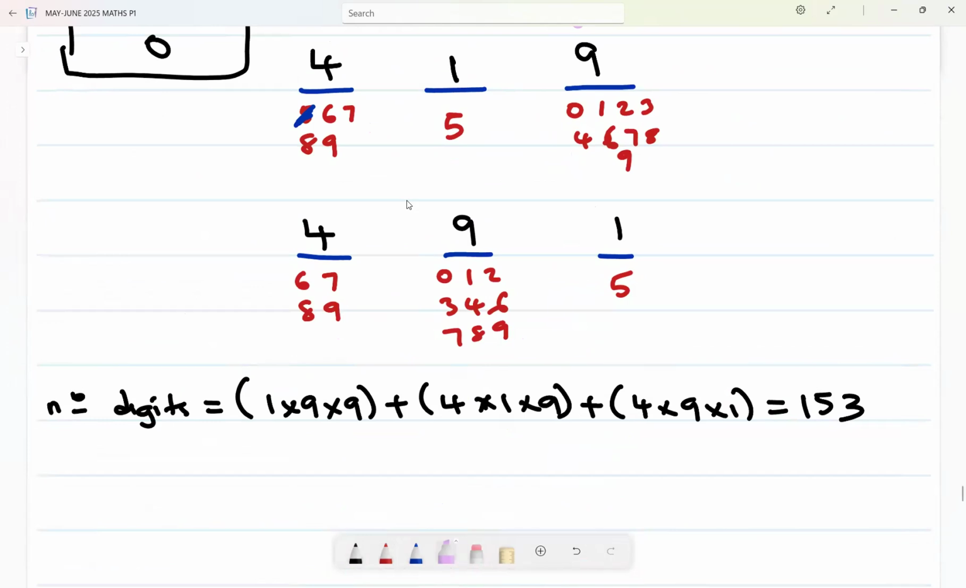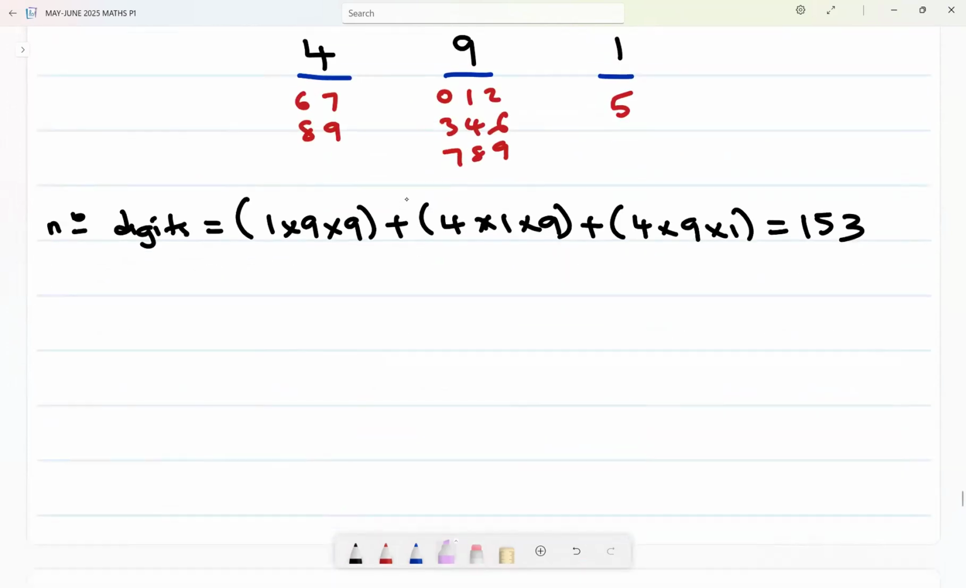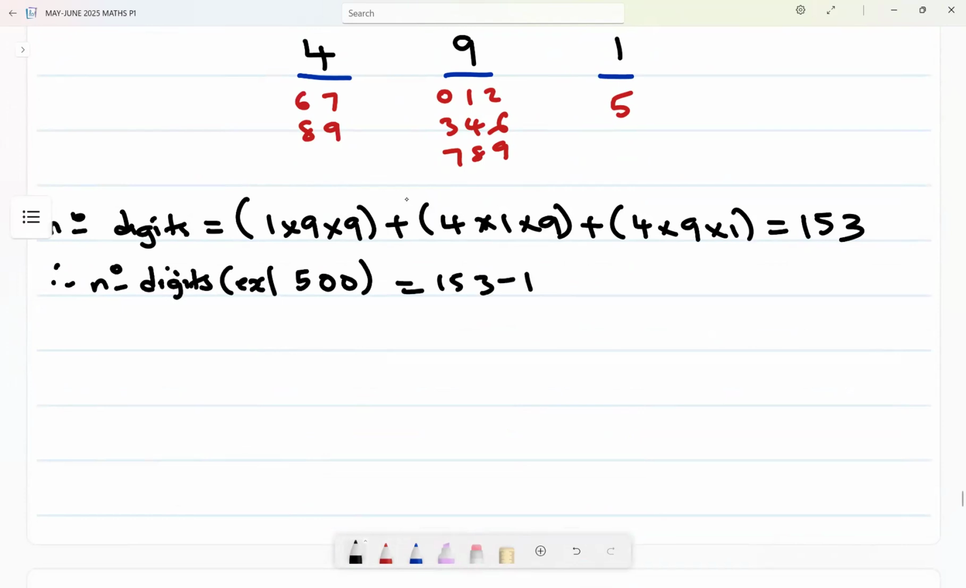So I should subtract 1. Okay, I need to subtract what? 1. Therefore, the number of digits excluding, guys, 500 as a code is going to be 153 minus 1, which is 152. So these are the number of things.